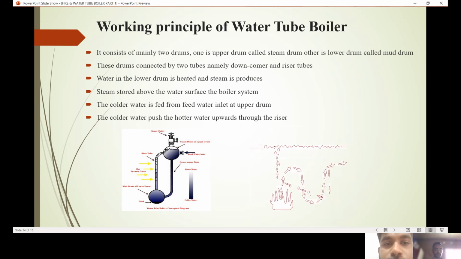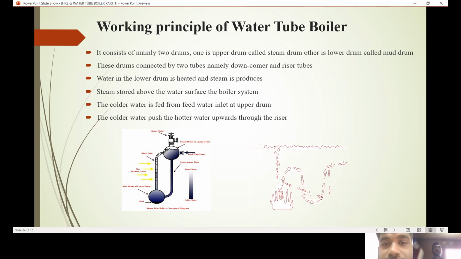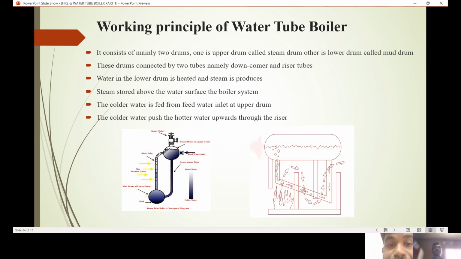This is the working principle of the water tube boiler. It consists of mainly two drums. One is the upper drum called the steam drum, the other is the lower drum called the mud drum. These drums are connected by two tubes, namely downcomer and riser tubes. Water in the lower drum is heated and steam is produced. Steam is stored above the water surface in the boiler. The colder water is fed from the feed water inlet at the upper drum. The colder water pushes the hotter water upwards to the riser.